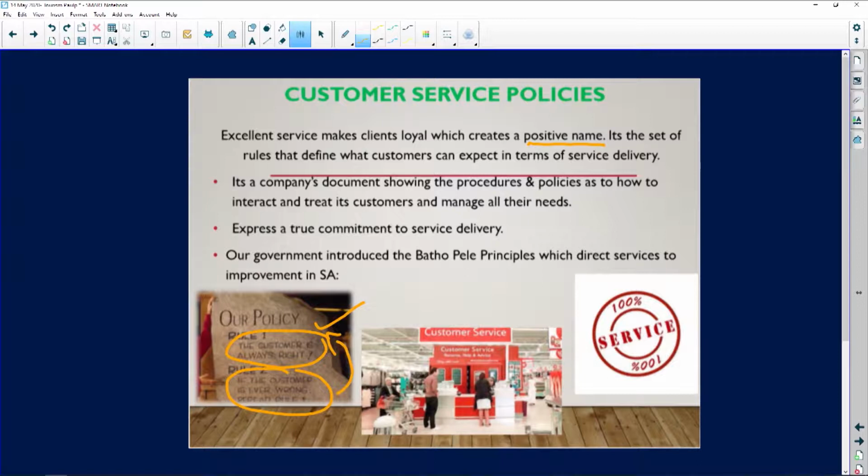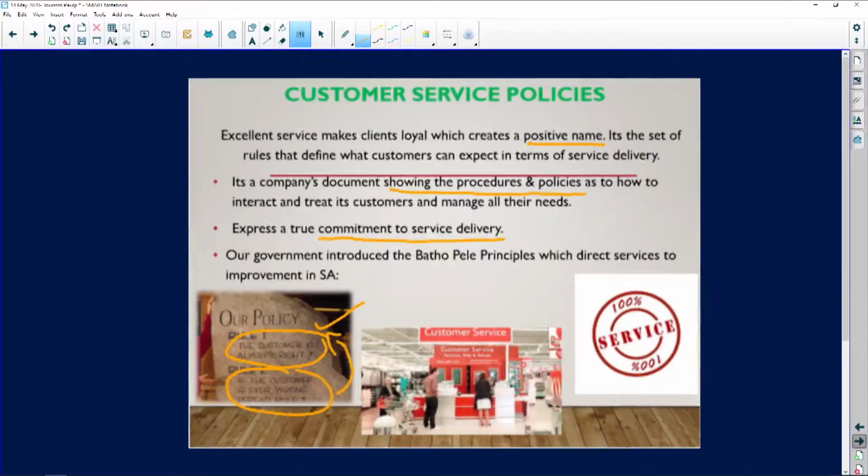We want our customers to be happy, and we're going to show this through the procedures and policies that our company writes about how to treat customers when they complain. We want to be committed to excellent service delivery, and therefore in South Africa, they've introduced the Batho Pele principles. Now, the emphasis in tourism is not to have you explain in depth what these principles are, but you need to understand that there are principles when it comes to customer service delivery.